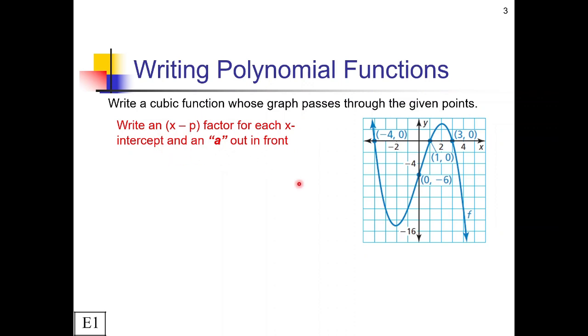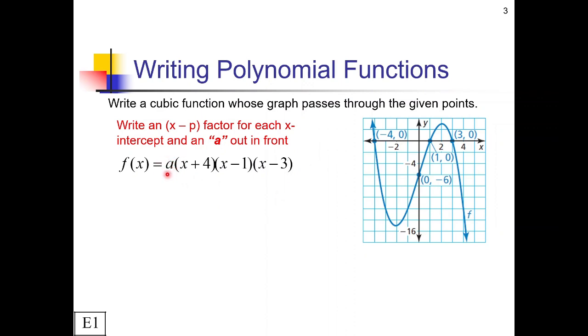Alright, so going from left to right, we're going to have x minus negative 4, which is really x plus 4, and I'll put my a out in front of that first factor. And then we've got a 1 over here, so x minus 1, and then finally x minus 3. Now once you've got all of this, this isn't quite enough to get the full description of the polynomial. We need to figure out this a value.